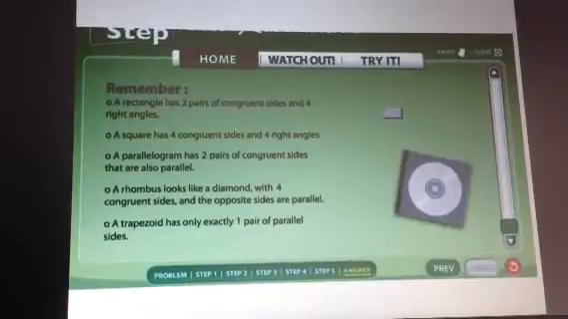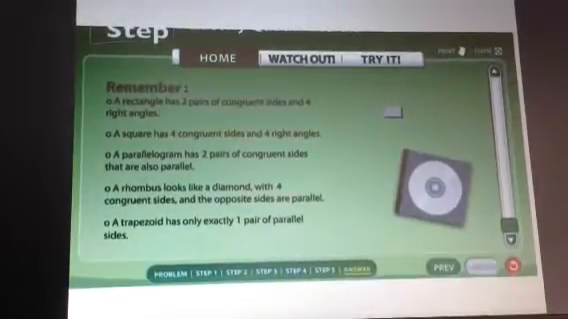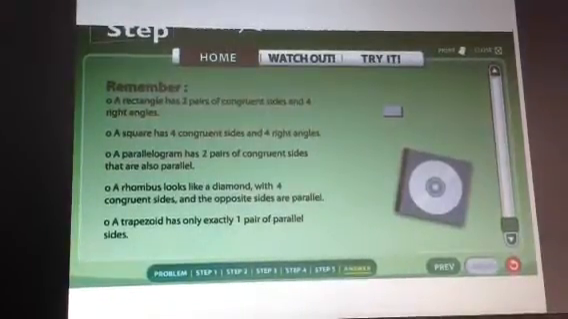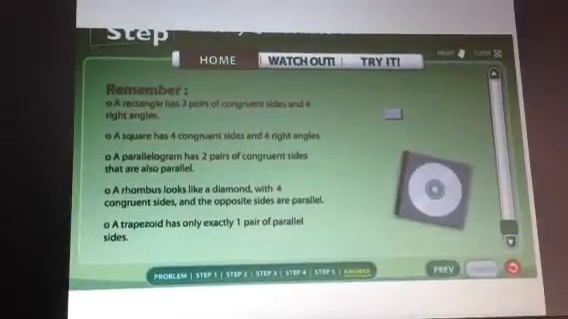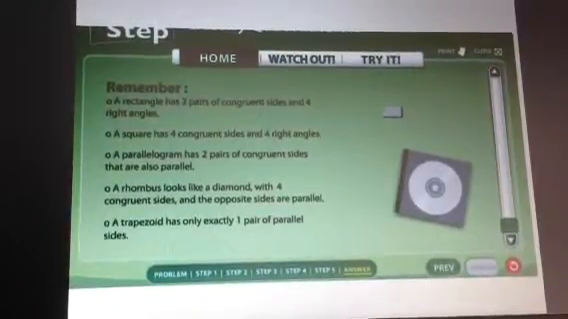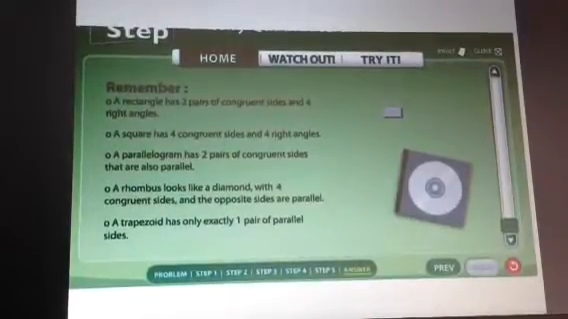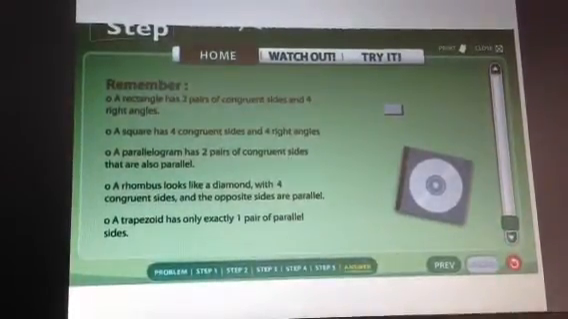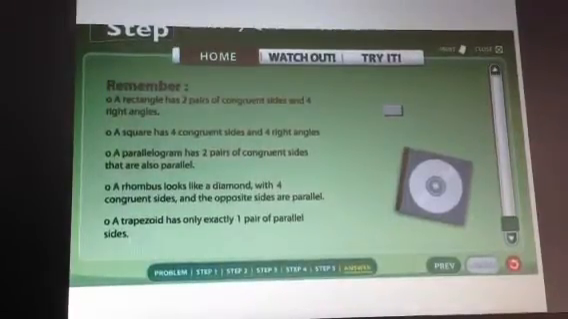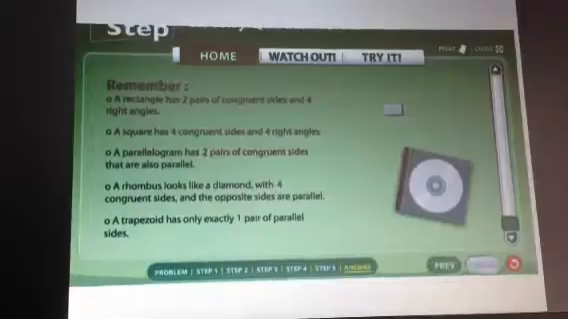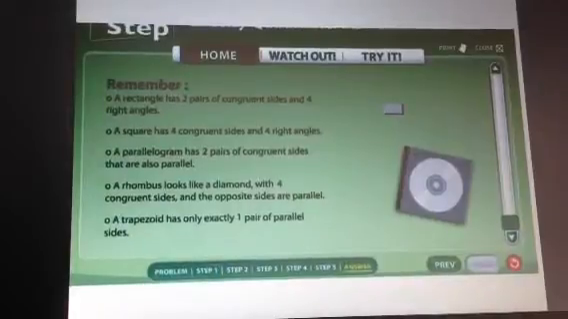A rectangle has two pairs of congruent sides and four right angles. A square has four congruent sides and four right angles. A parallelogram has two pairs of congruent sides that are also parallel. A rhombus looks like a diamond, with four congruent sides, and the opposite sides are parallel. A trapezoid has only one pair of parallel sides. That just about covers it.